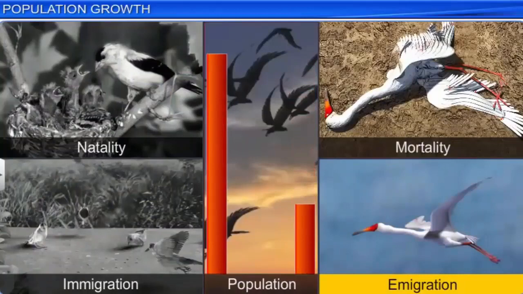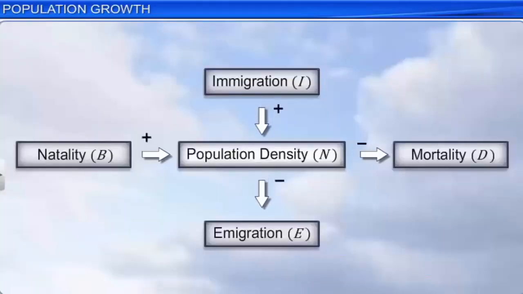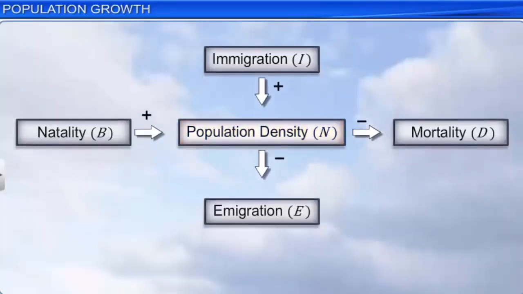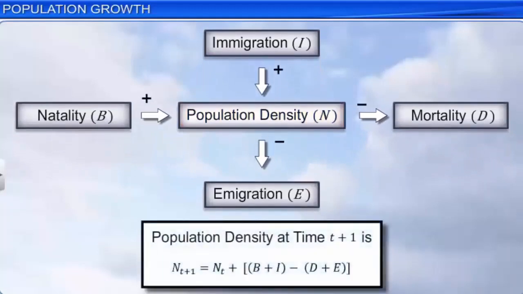Now, let's consider this flow diagram where n is the population density at time t. Now, the density at time t plus 1 can be calculated as shown. Although the number of births and deaths greatly influence population density, in some cases, immigration and emigration assume importance.